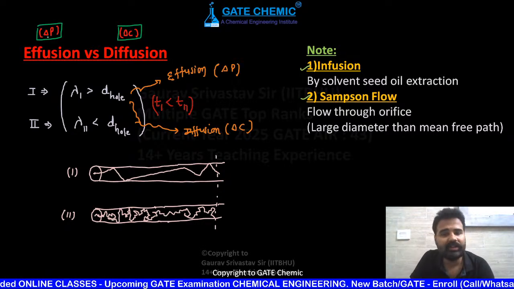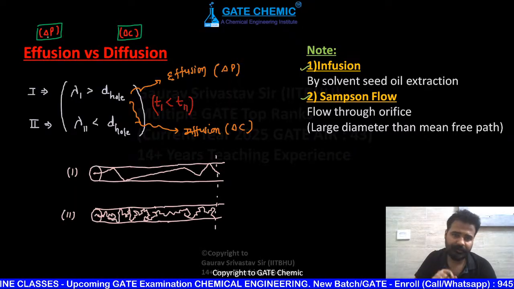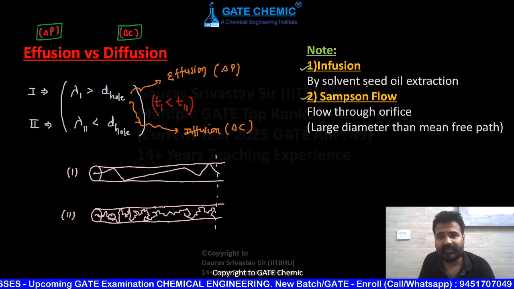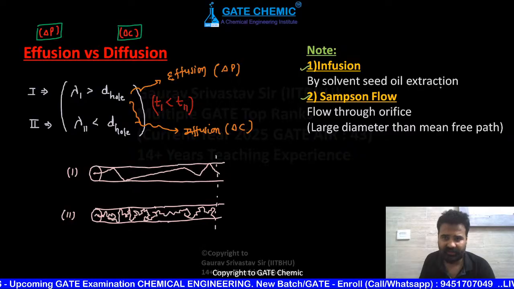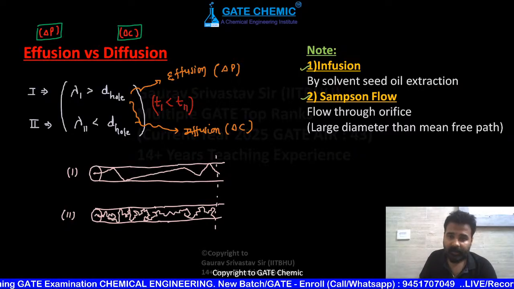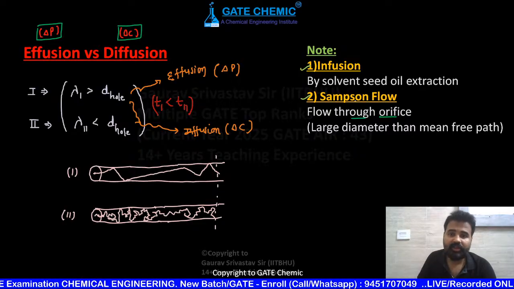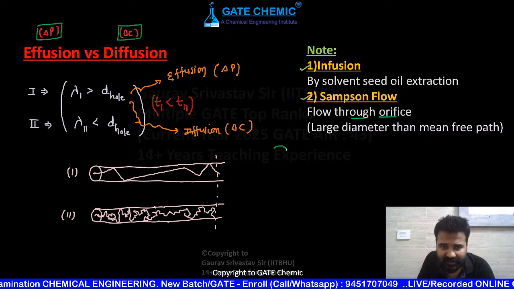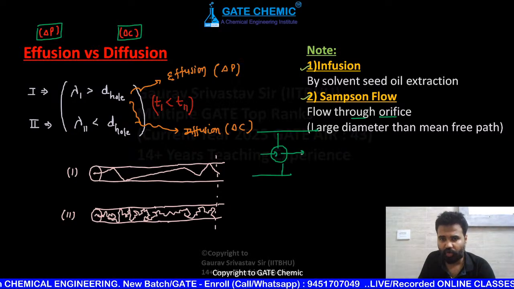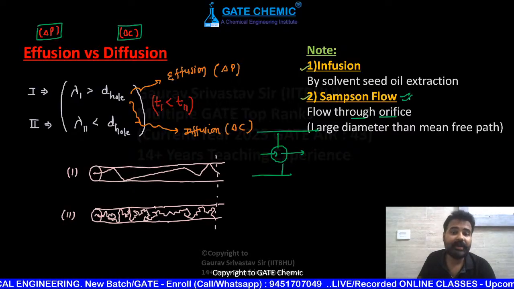In fluid mechanics you will see effusion a lot because of delta P, pressure difference. One more thing, infusion. Infusion is done by solvent seed oil extraction. During solvent seed extraction, if you extract something with the help of solvent, that is infusion. Flow through an orifice that you had seen in fluid mechanics is known as Sampson flow. So they can ask what is Sampson flow. If something is flowing through an orifice, that type of flow is known as Sampson flow.